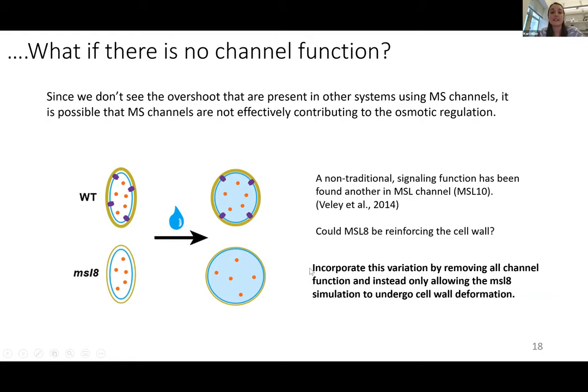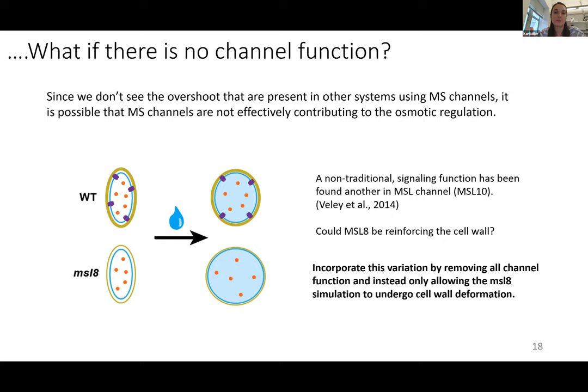One way to explain the difference between the wild type and the MSL8 mutant without osmotic regulation is just a difference in the cell wall. The idea here is that the presence of the MSL8 channels in the wild type is reinforcing the cell wall and strengthening it, allowing it to resist expansion, while in the MSL8 mutant, because there are no channels, the cell wall is thinner and less reinforced. This is pretty simple to incorporate in the model. It really simplifies it, actually. Basically, just remove all the channel function and allow the MSL8 simulation to undergo that plastic cell wall deformation that I discussed earlier, while the wild type doesn't do that.